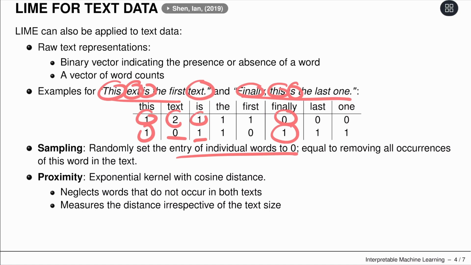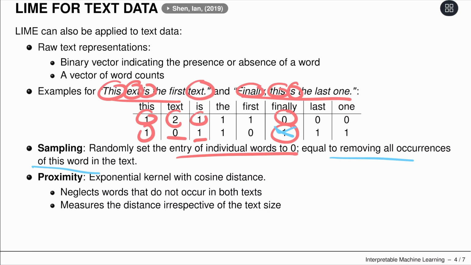That's often the idea. If you're not talking directly to tabular data, but more structured data, you try to remove something from your input. So for example, what would happen if "finally" would not be in the second sentence? That's really then equal to removing all occurrences of this word in the text. And what would happen, right? That gives you some intuition now.